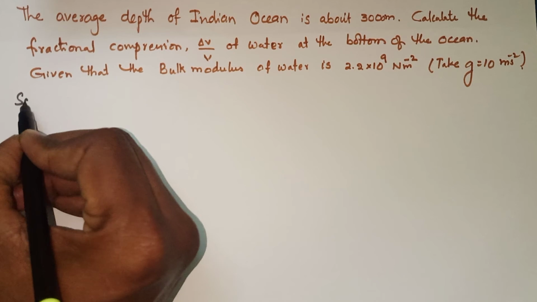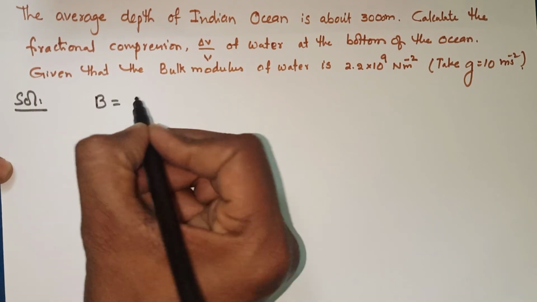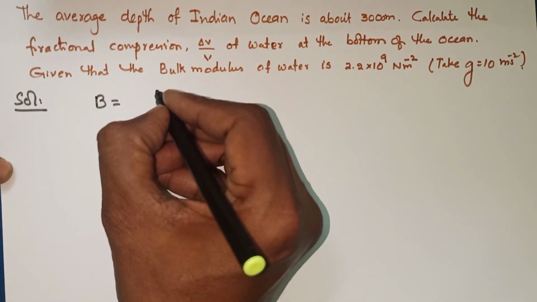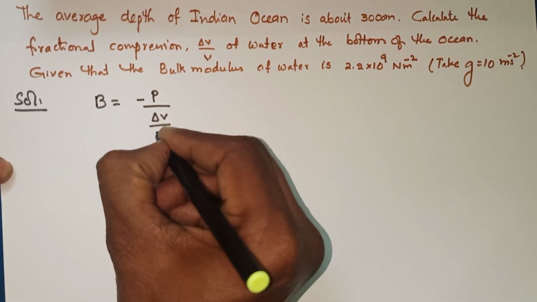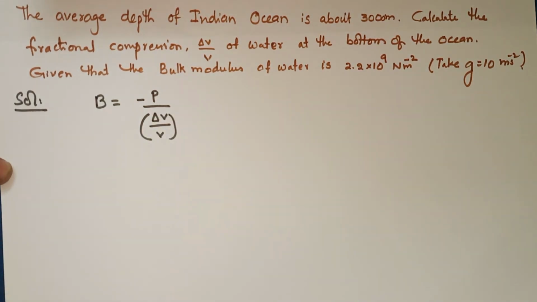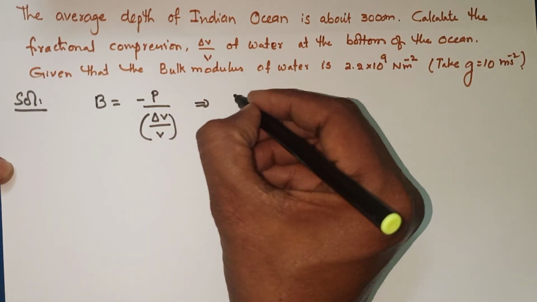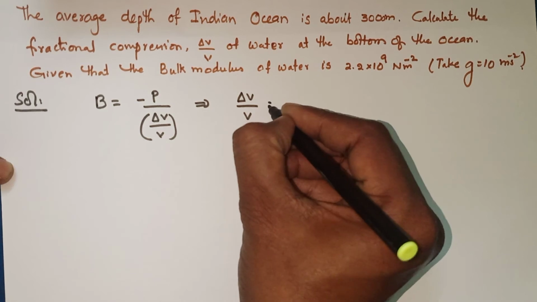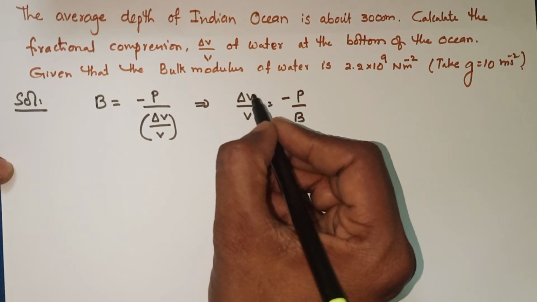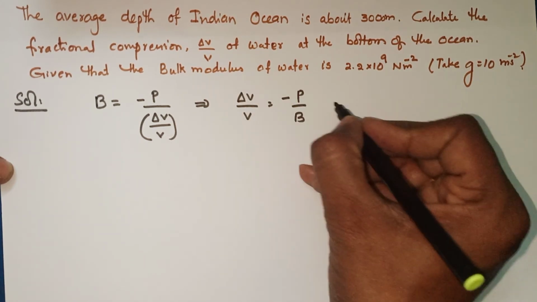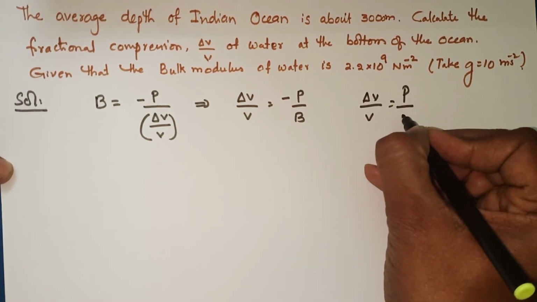So bulk modulus B is equal to minus P by delta V by V. So we need to calculate delta V by V, which is equal to minus P by B. If delta V is negative, obviously B can be positive. So delta V by V is equal to P by B.